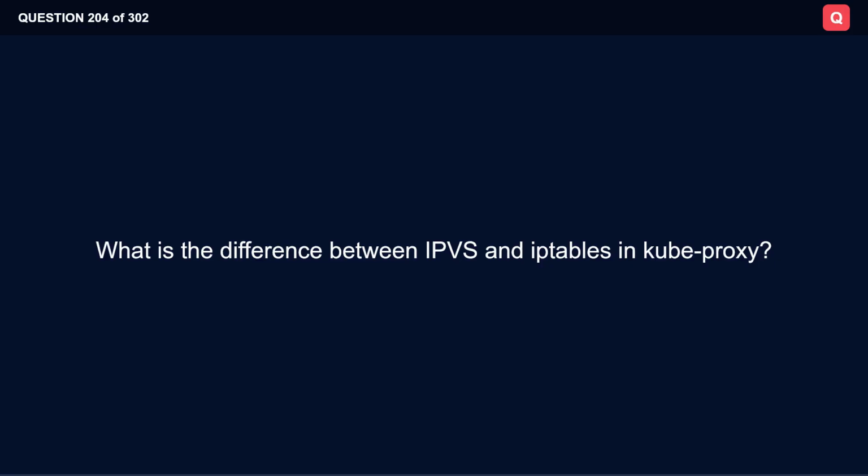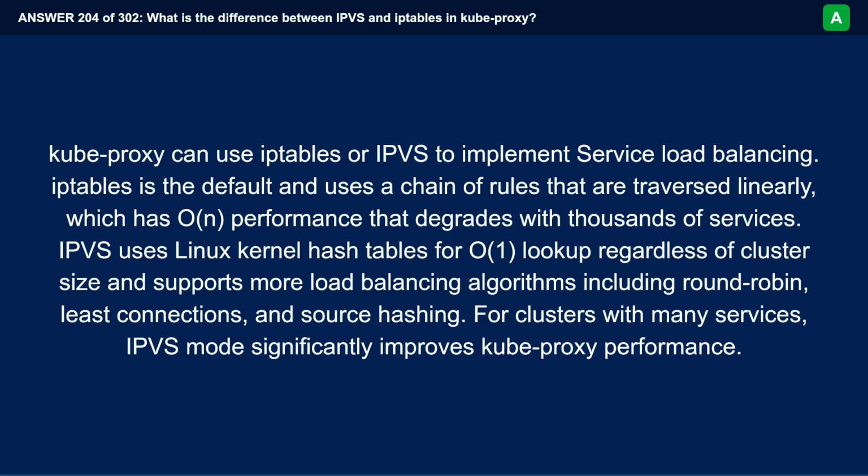What is the difference between IPVS and IPTables in kube-proxy? kube-proxy can use IPTables or IPVS to implement service load balancing. IPTables is the default and uses a chain of rules that are traversed linearly, which has O(n) performance that degrades with thousands of services. IPVS uses Linux kernel hash tables for O(1) lookup regardless of cluster size, and supports more load balancing algorithms including round-robin, least connections, and source hashing. For clusters with many services, IPVS mode significantly improves kube-proxy performance.